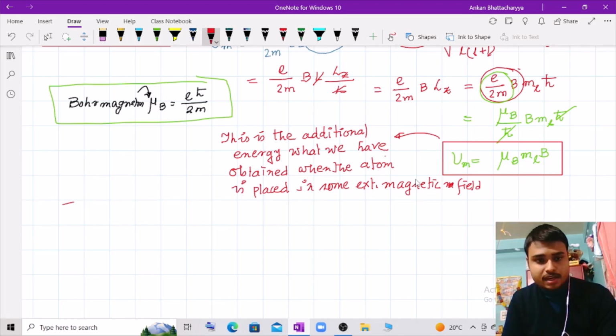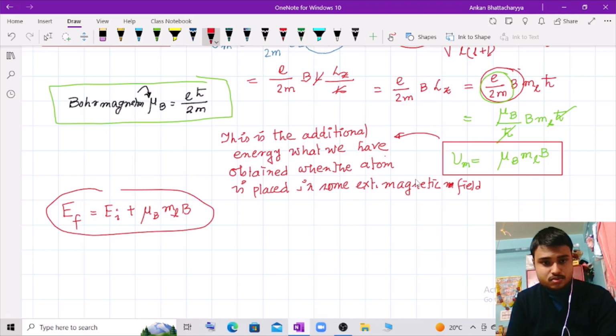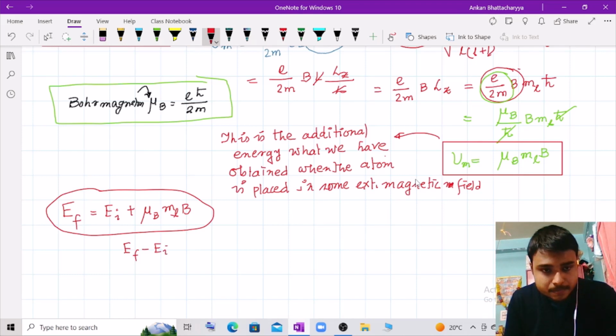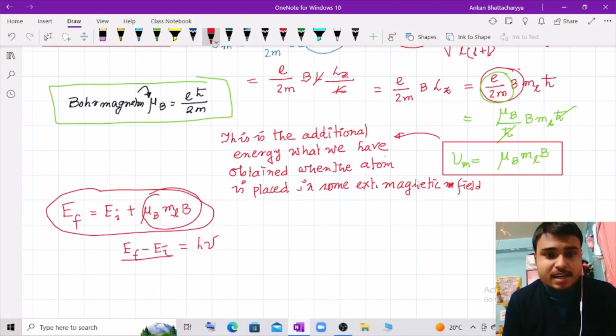So the actual energy, or the final energy, now becomes the initial energy plus mu b into ml and B. So the difference between these two energies, EF minus EI, which was previously given by h nu, is not equal to only h nu, but h nu with an additional mu b ml into B. So it depends on ml as well.